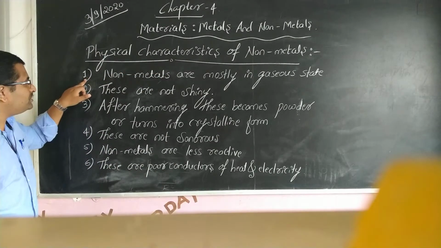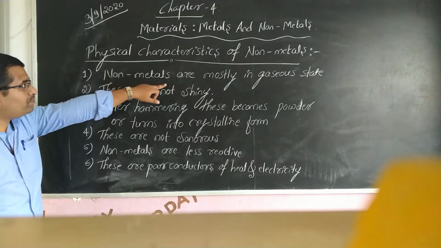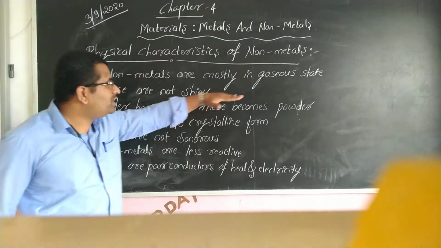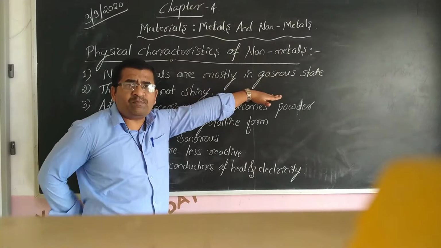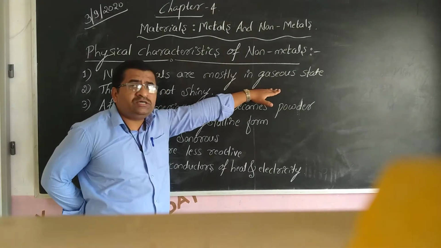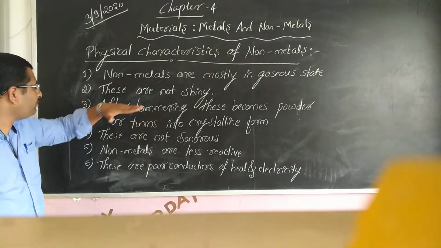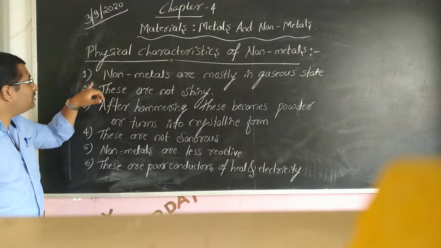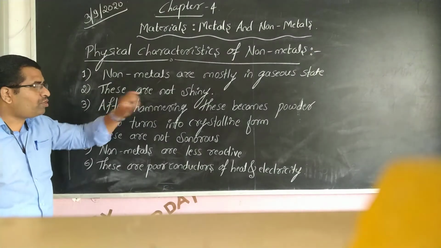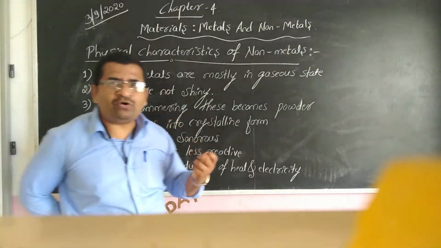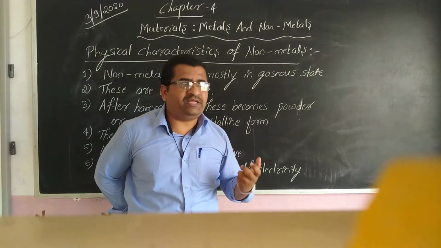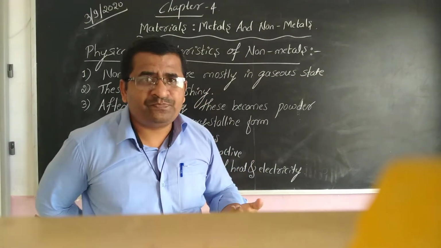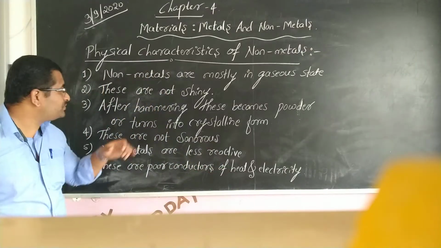The first one is that non-metals are mostly found in nature in the gaseous state, or some of them are found in the liquid state. And second, non-metals are not shiny. Almost all the non-metals are not shiny, not lustrous.